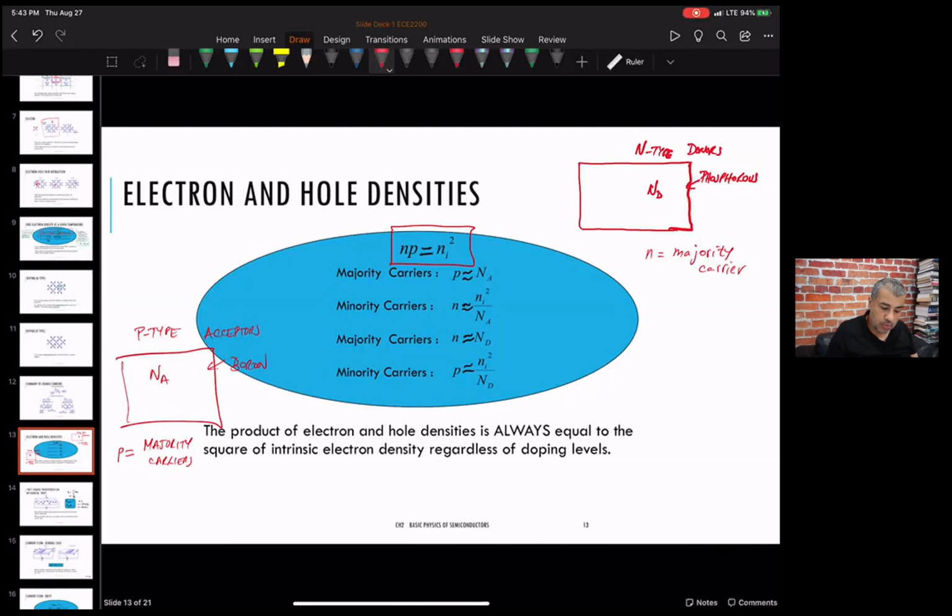Okay, so here, assuming we dope this silicon so that N sub D is much higher than N sub I. Let's say we just dope the heck out of this material. N sub I, we said at room temperature, is 1.08 times 10 to the 10th per cubic centimeter. That we had from here.